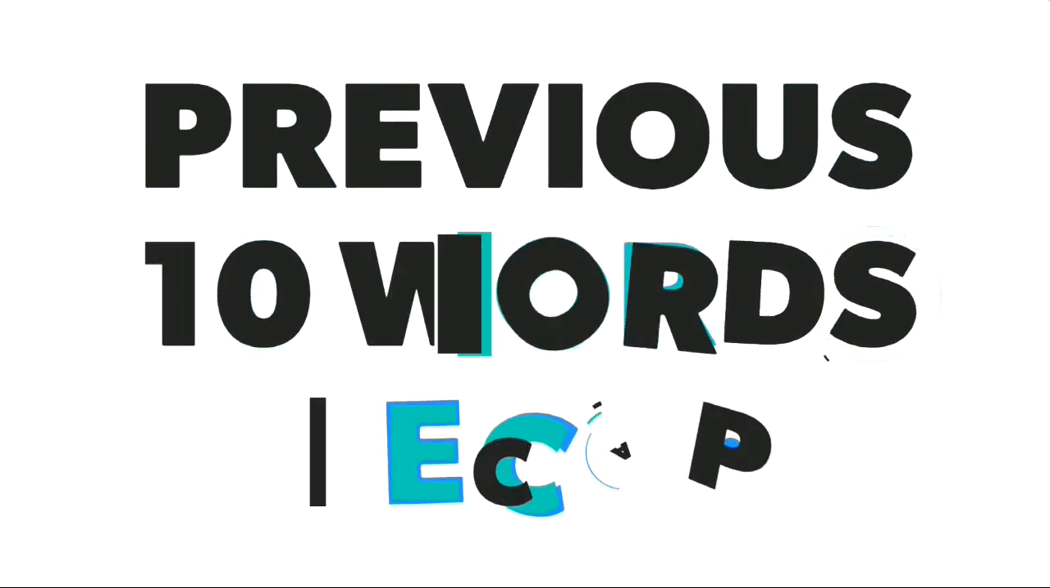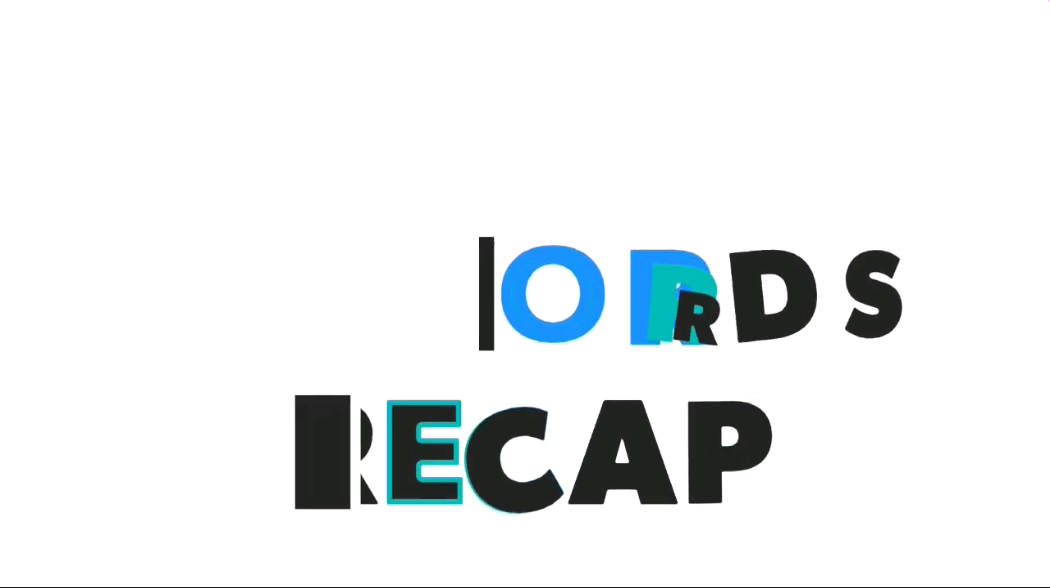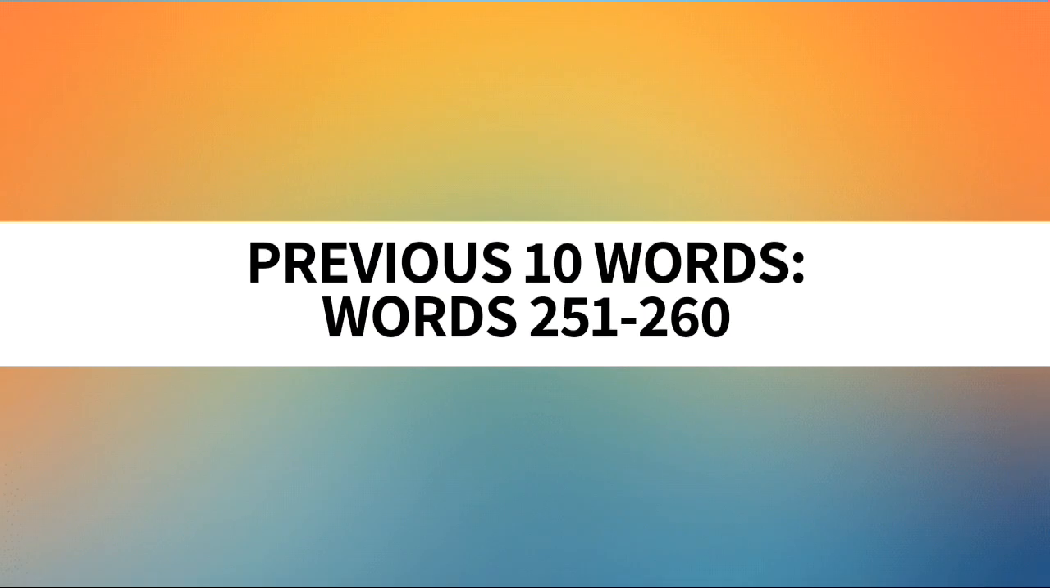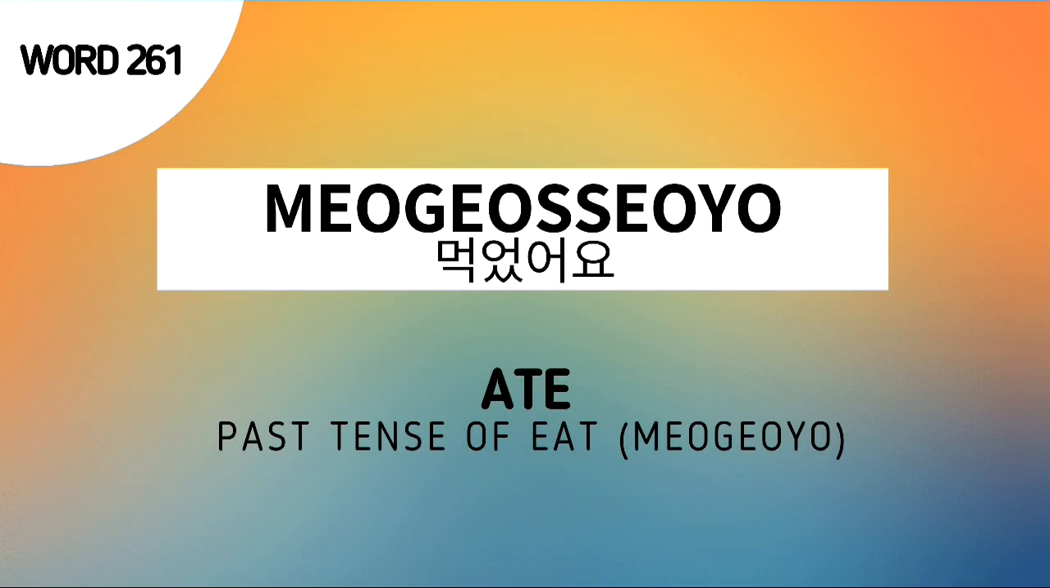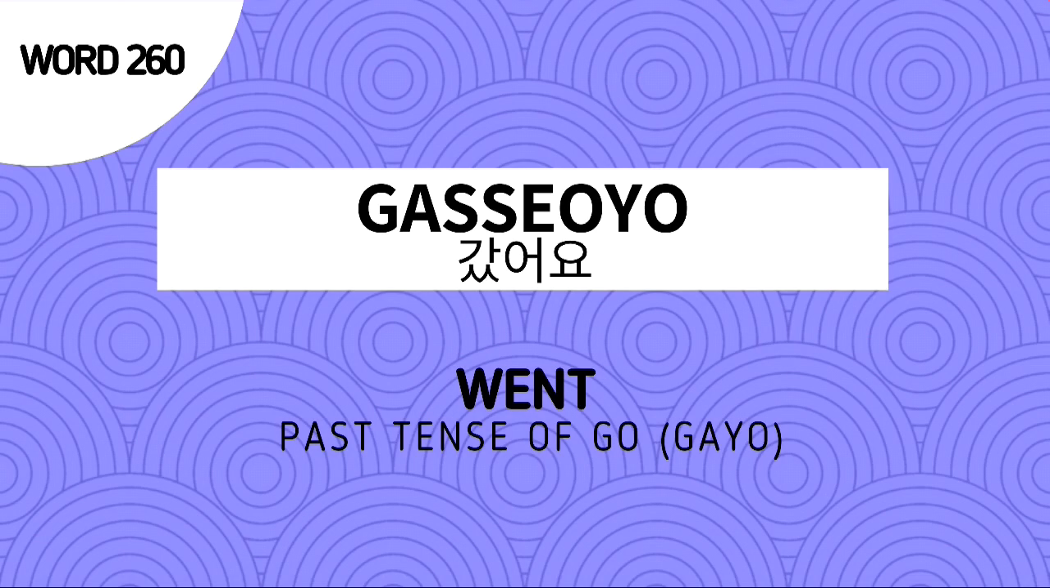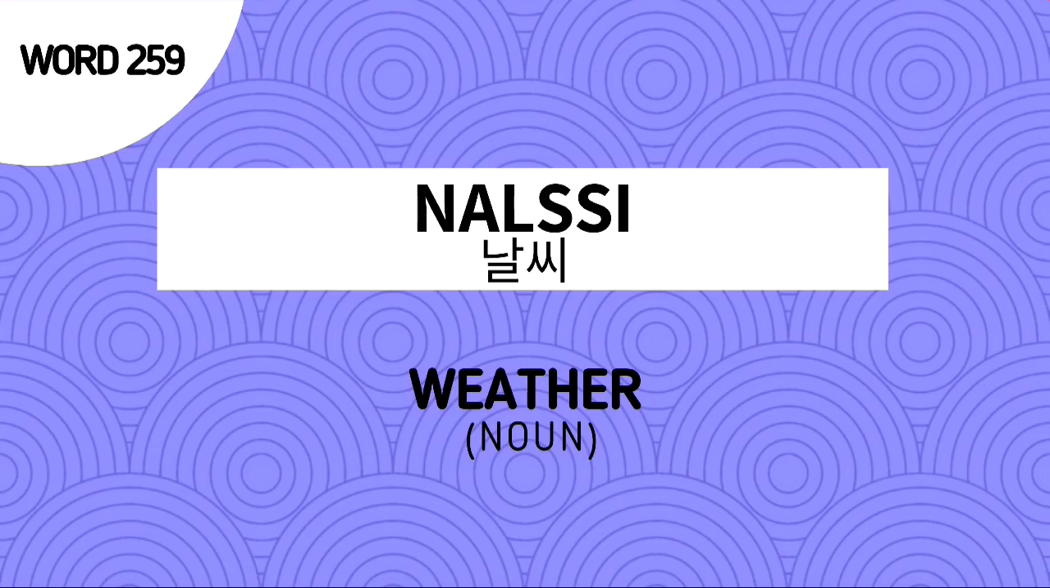Now let's proceed to our previous 10 words recap. As of now, your previous 10 words are words number 251 to 260. But don't forget our word for today, word number 261, 먹었어요, which means ate, or the past tense of eat. Word number 260 is 갔어요, which means went, or the past tense of go. Word number 259 is 날씨, which means weather.